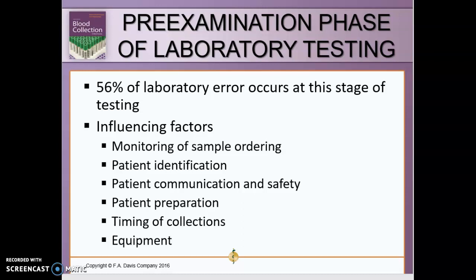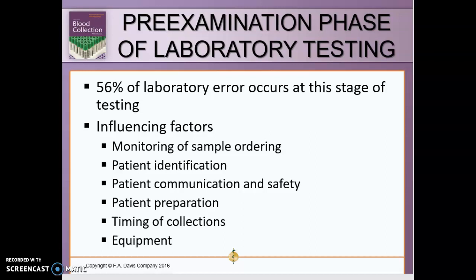56% of laboratory errors occur during this pre-examination phase. That is huge. 56% of lab errors occur during the pre-examination phase of testing. And there are some different influencing factors that we're going to talk about, and some of these factors are very important. So we need to take these factors into consideration when we're thinking about the pre-examination phase or the pre-examination variable.